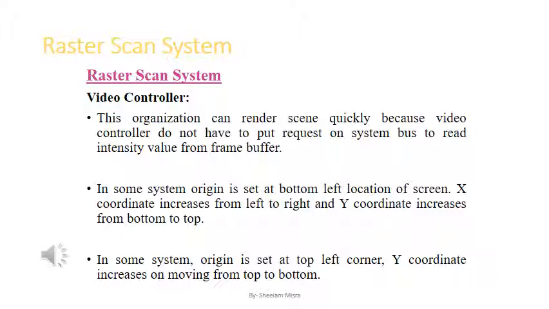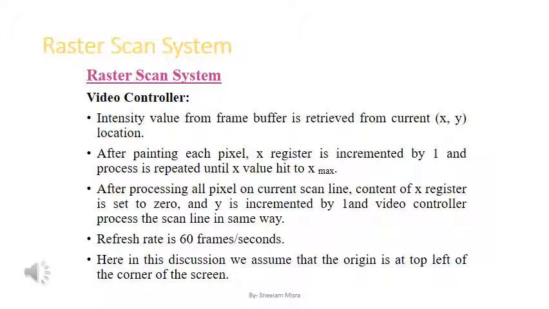In some systems, the origin is set at the bottom left location of the screen. The X coordinate increases from left to right and the Y coordinate increases from bottom to top. In some systems, the origin is set at the top left corner, and the Y coordinate increases on moving from top to bottom. The intensity value from the frame buffer is retrieved from the current XY location.